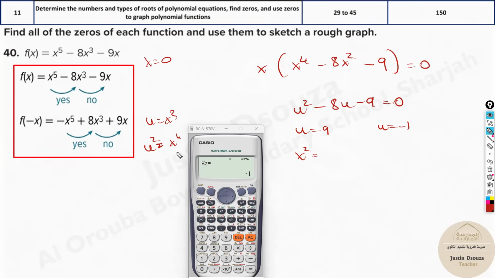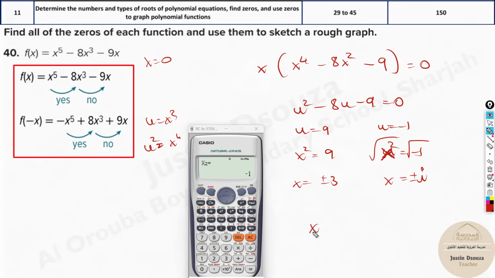And this is x squared. U is assumed to be x squared, which is 9. X squared is minus 1. So what do we get? X will be plus or minus 3, because the square root of 9 is plus or minus 3. What about x over here? It's -1. When you take the square root over here, it's an imaginary number. It's plus or minus an imaginary number.